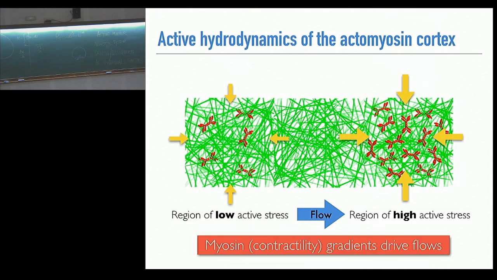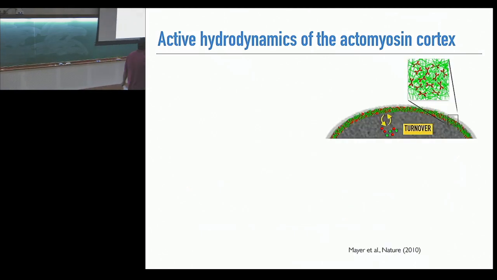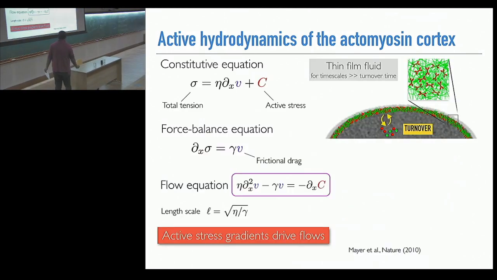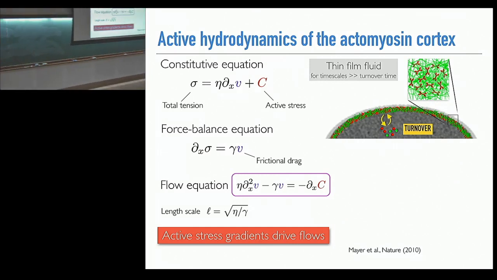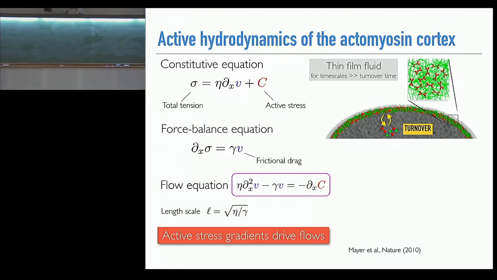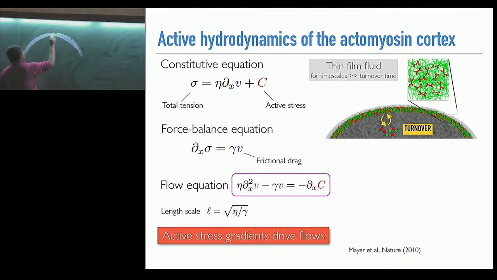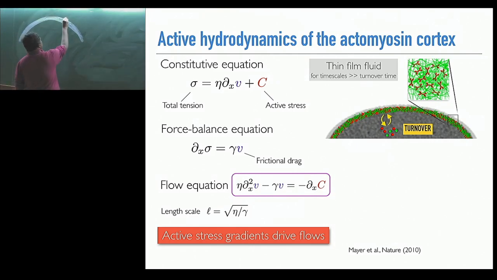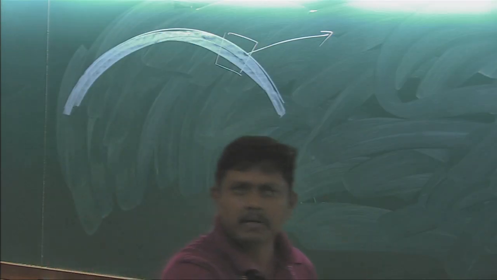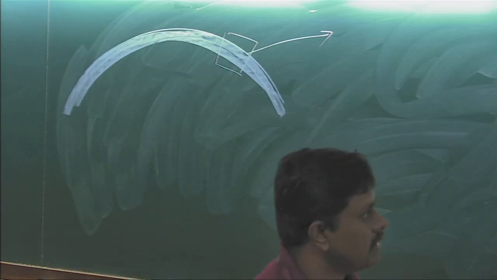So let's make that more quantitative. So what you have is a hydrodynamic description. You're really thinking about the cortex, which is a thin meshwork of filaments sitting beneath the plasma membrane, and you're really looking at a tiny patch and then asking what are the stresses in the patch. You can make it in higher dimensions. One dimension is enough to illustrate the basic ideas.